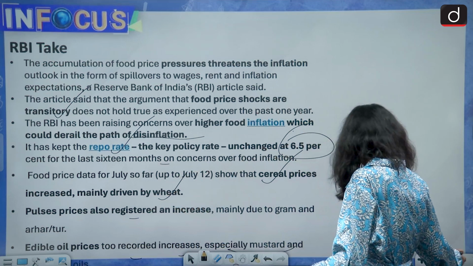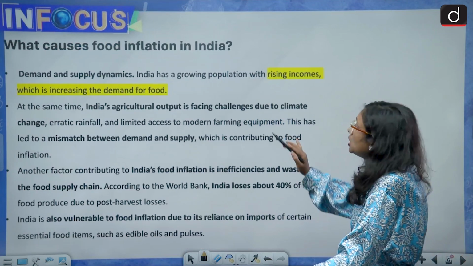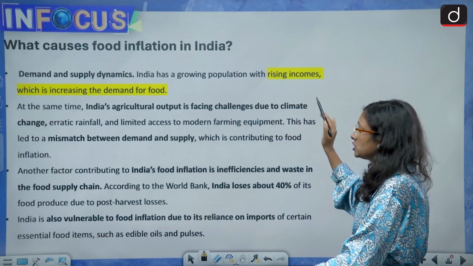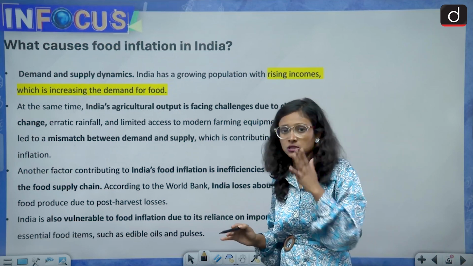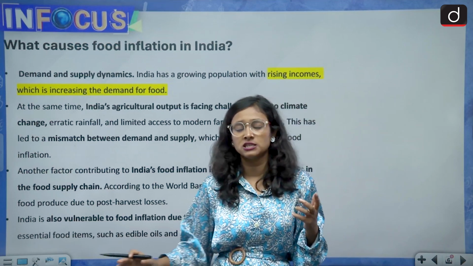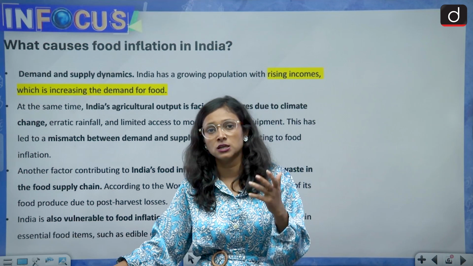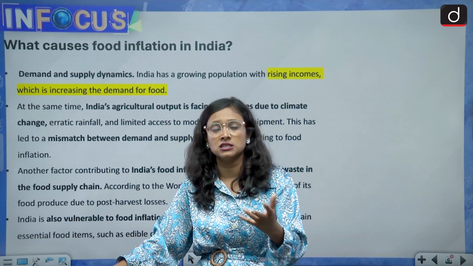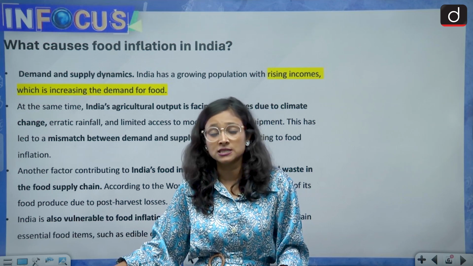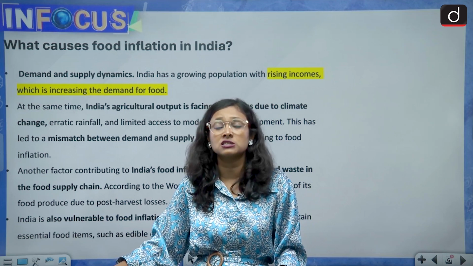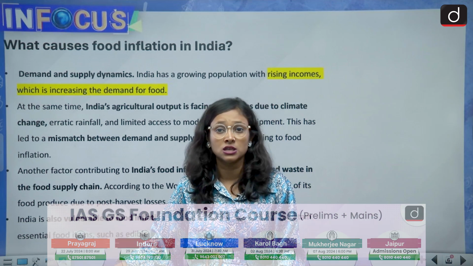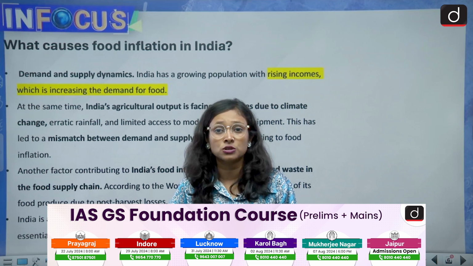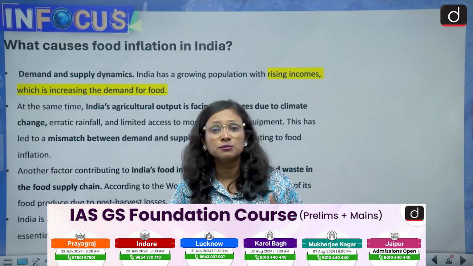We'll come to the next one, which is about what causes food inflation in India. We must know the reasons for the periodic rise in prices of tomatoes, onion, potato. So what causes these kinds of food price rises in India? If we talk about the tomato price rise, especially in today's context, it has risen by 50 to 70%, and onion and potato too. So what is the reason behind this?